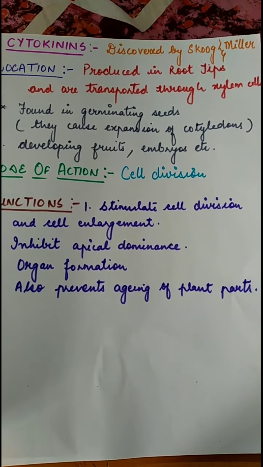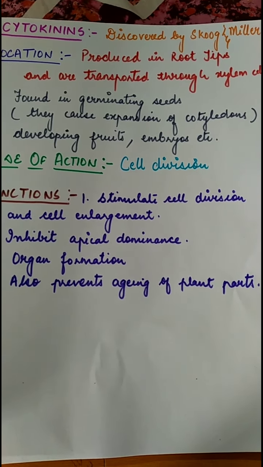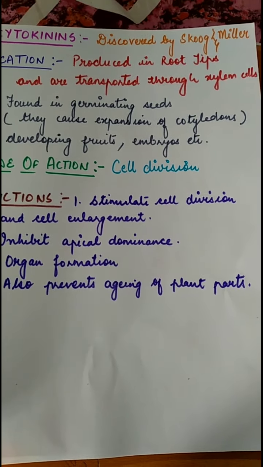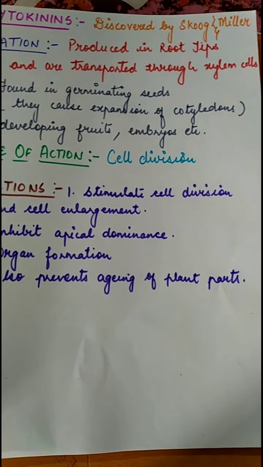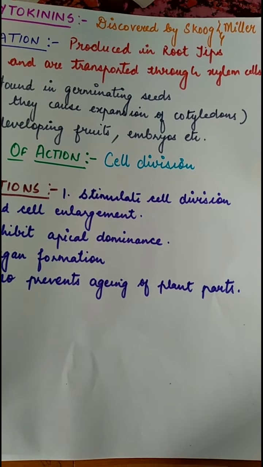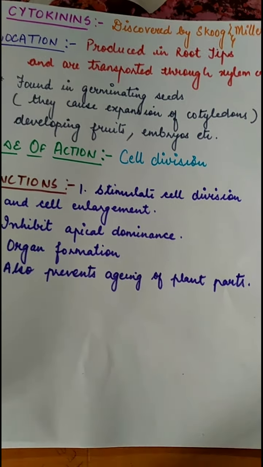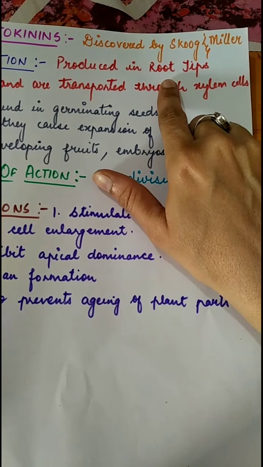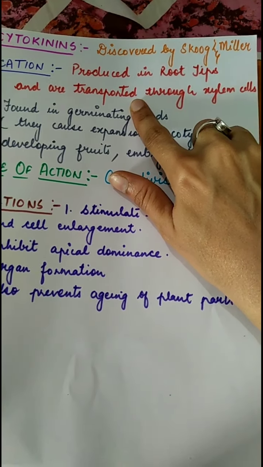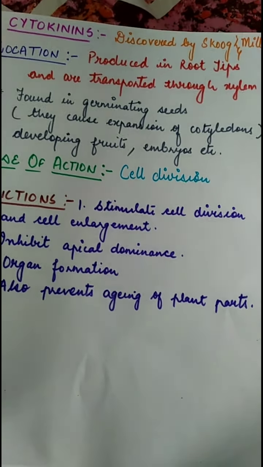Well, the location where they are found: the cytokinins are specifically produced in the tips of the root, and they are then transported through the xylem cells into the different parts of the plant. This we have to remember. They are produced in the root tips and then they are transported through the xylem cells.